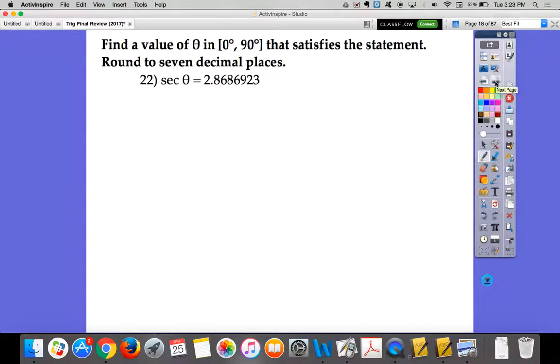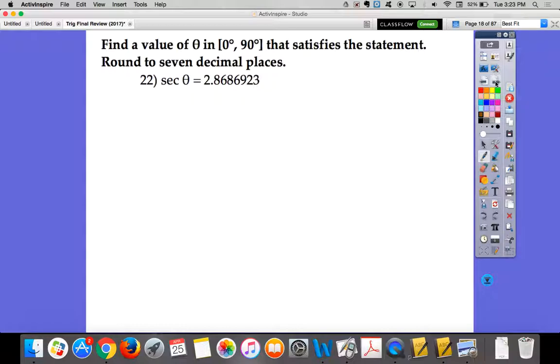Find the value of theta in the interval 0 to 90, so first quadrant, that satisfies this statement. Round to 7 decimal places. So once again, we've got the 7 decimal places. And once again, they gave us a function that we don't have a button for. So you need to put it in terms of either sine, cosine, or tangent.